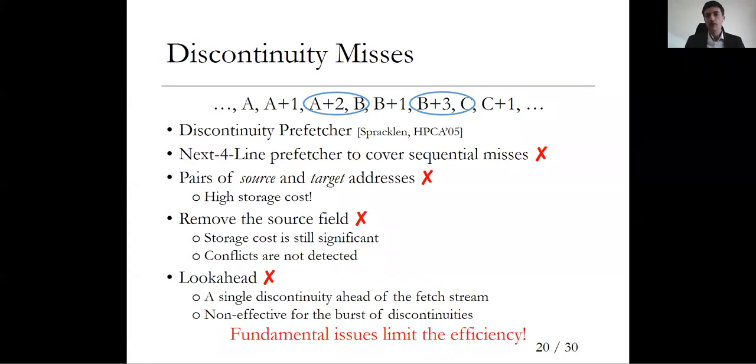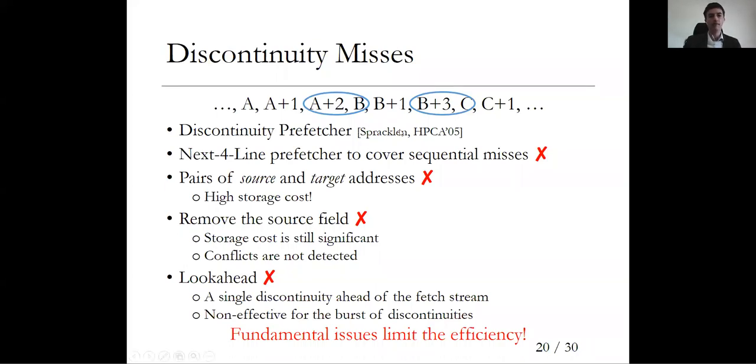That was about sequential prefetching. Now let's take a look at the discontinuity misses. Take a look at this sequence. A plus 1, A plus 2, definitely sequential. Then we have B, which is a discontinuity, which might be a miss. B plus 1, B plus 3, sequential. Then we have C, another discontinuity. So what is the idea of a discontinuity prefetcher?